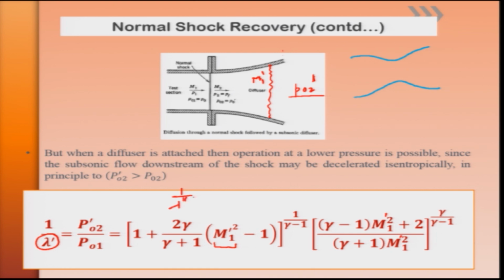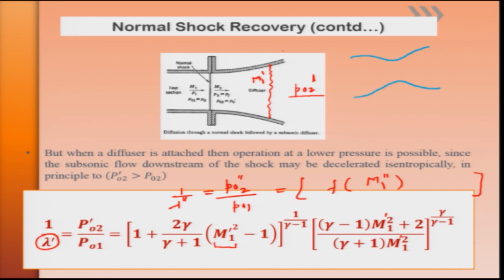1 by lambda double dash such that PO2 double dash by PO1, and then such a big expression which is a function of M1 double dash, where M1 double dash denotes the Mach number just upstream of this shock wave in the convergent divergent diffuser.